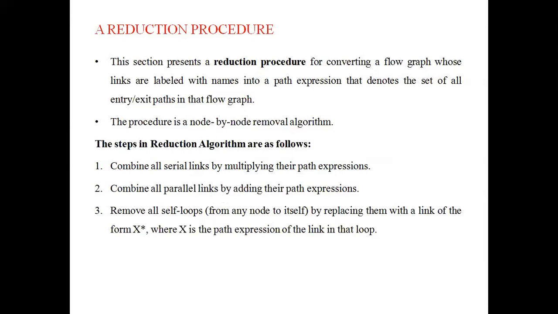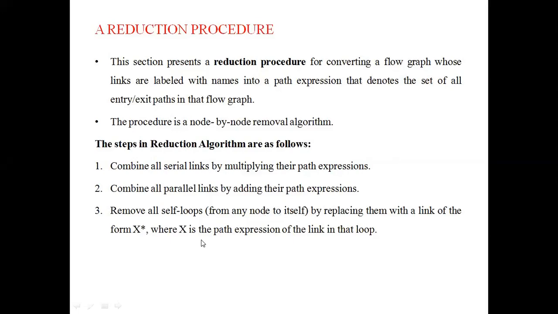The next link is the loop link. First you need to identify the serial links. Next, the parallel links. If it is serial links, you need to multiply. If it is parallel links, you need to add the links. And the next one is the loop link. The links can also be in loop format. When they are self loops, that has to be done repeatedly.